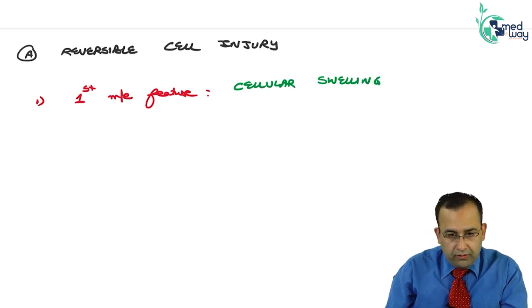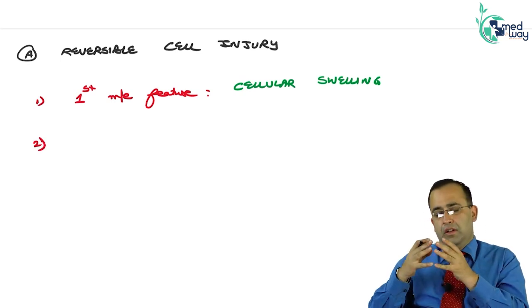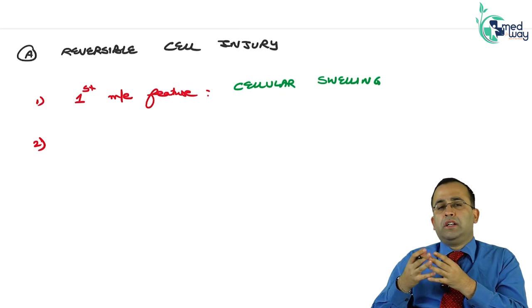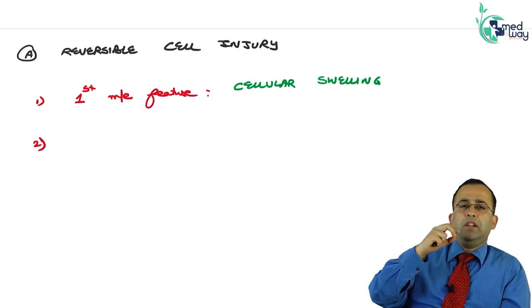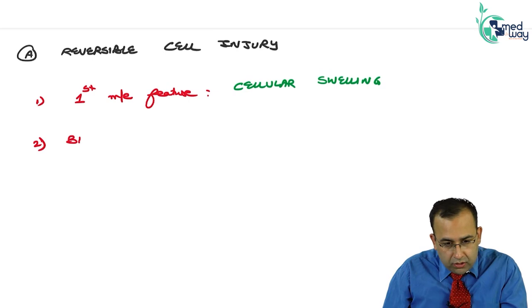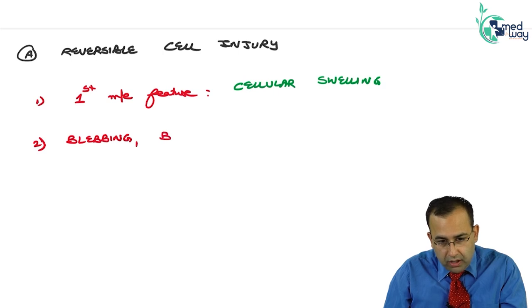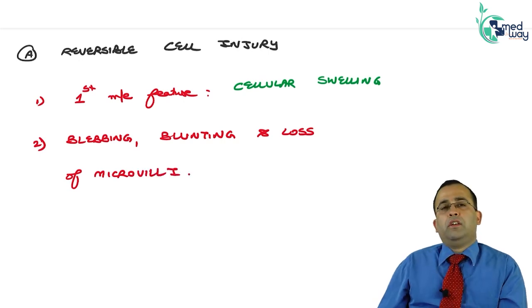Next point, this cellular swelling क्यों हो रहा है? Why is cellular swelling occurring? Because of influx of water. Water is entering into the cell, leading to cellular swelling. This in turn leads to blebbing, blunting and loss of microvilli.